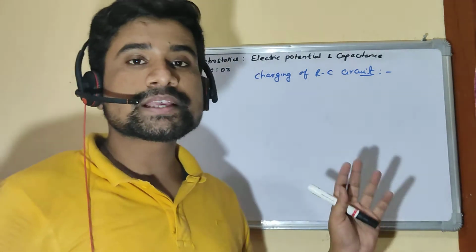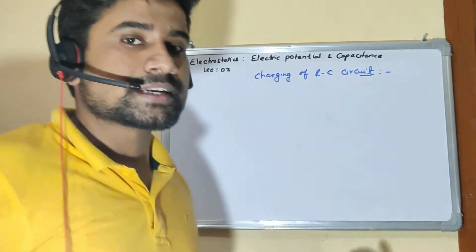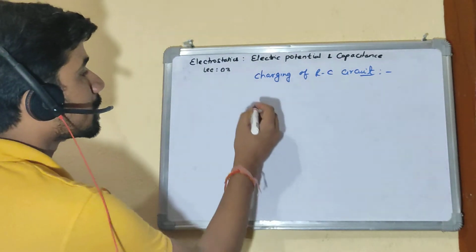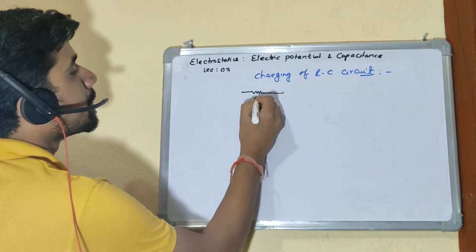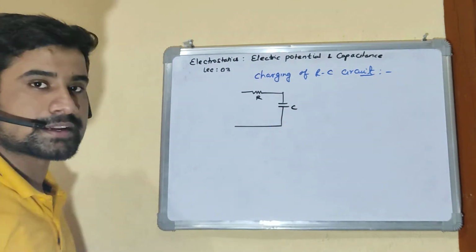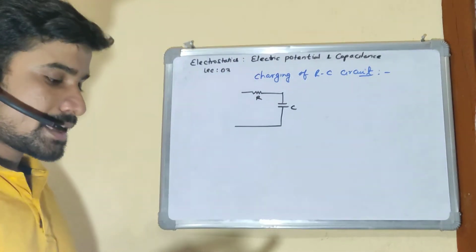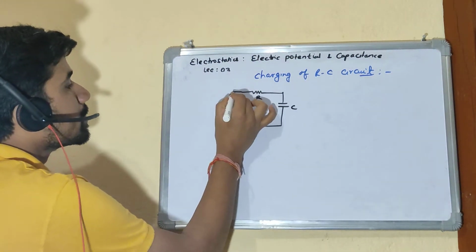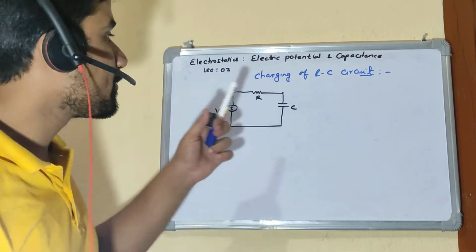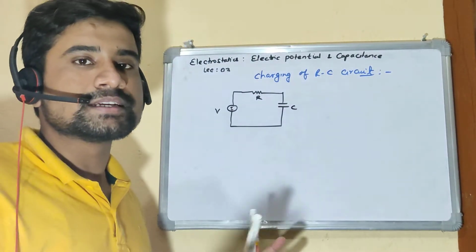So how a capacitor plays a role in this RC circuit and how it charges and discharges, we will study here. Let me draw an RC circuit. An RC circuit consists of a resistor and a capacitor connected in series. And if I connect this to a battery, let's say V, this battery will charge this particular capacitor. Initially I'm considering this capacitor is discharged.